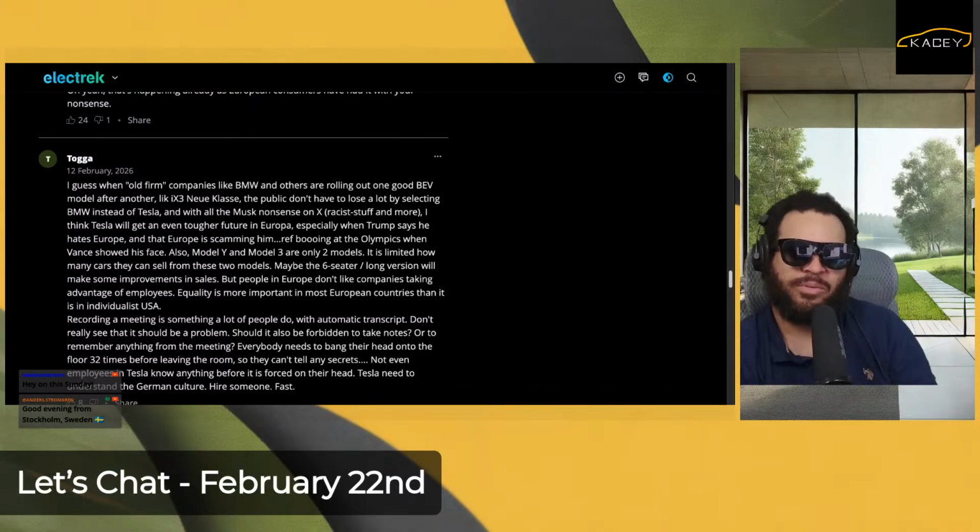And Model Y and 3 are only two models. Yeah, 2.5. We got the Model YL. Tesla is limited in how many cars they can sell from these two models. Maybe the 6-seater long version will make some improvements in sales. But people in Europe don't like companies taking advantage of employees. I don't think anybody does, but it seems people in Europe are less tolerant of, oh, well, let's do it anyway. Quality is more important in most European countries than it is in individualist USA.